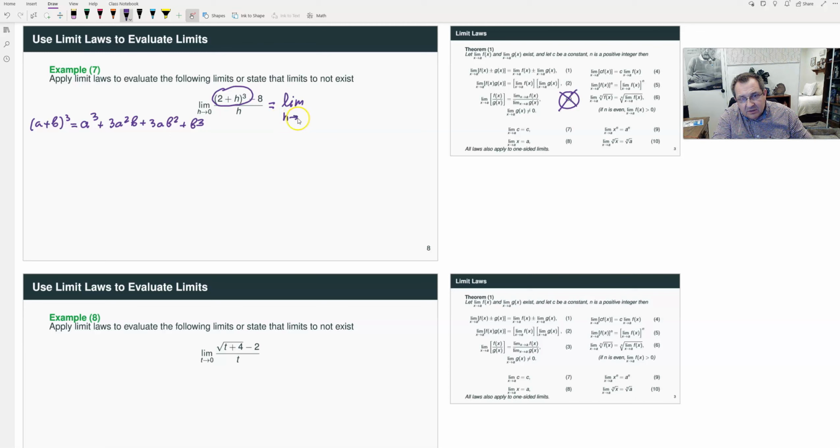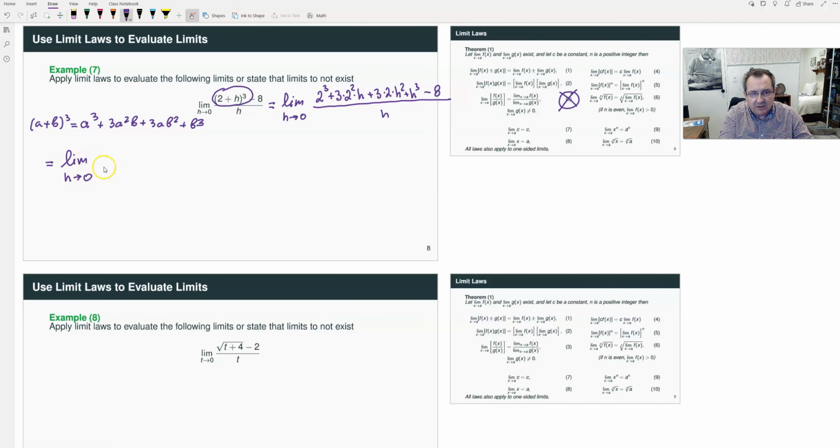So I have limit as h is approaching 0. In the denominator, I will have h. In the numerator, the 2 plus h cubed will be replaced with 2 cubed plus 3 times 2 squared times h plus 3 times 2 times h squared plus h cubed. That takes care of the 2 plus h everything cubed, and then I still have minus 8. Very well. We do have some simplification. Let me start writing it.